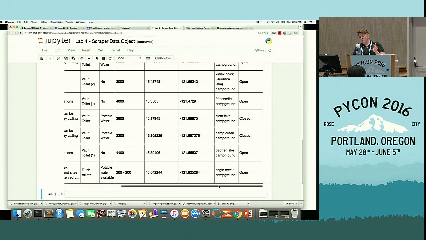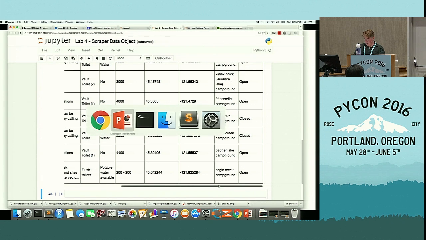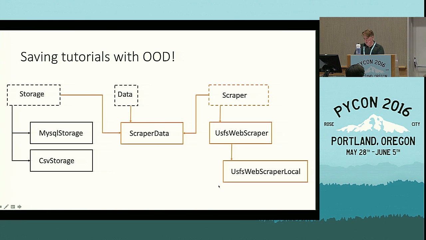So we just talked about how we're going to get information out of USFS website pages, and then how we're wrapping those in objects. I think I might have a slide or two on that. Yes. This is kind of the saving tutorials with object-oriented design. I call this that because I have web scraper local, so if you, for some reason, couldn't get at the other stuff, it's here.